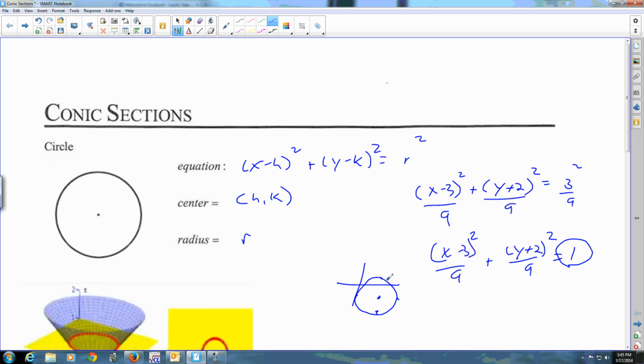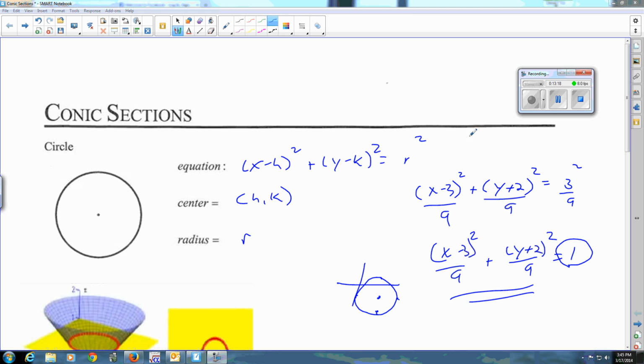Okay? There won't be foci on this then. Okay? So, there you go. That's one thing to watch out for when they're doing that. So, there you go. Circles and ellipses.